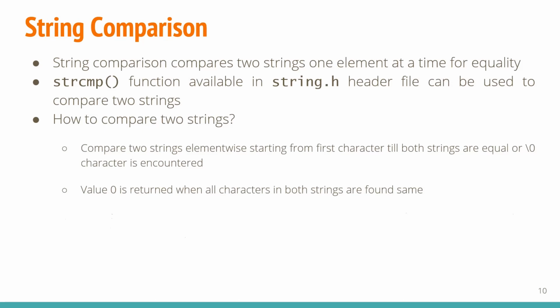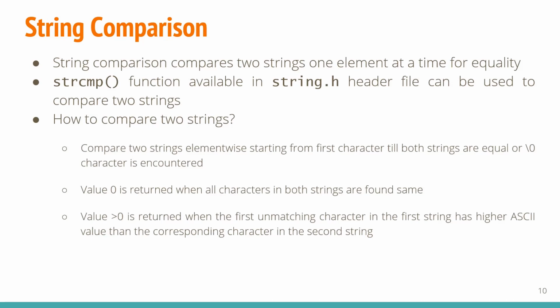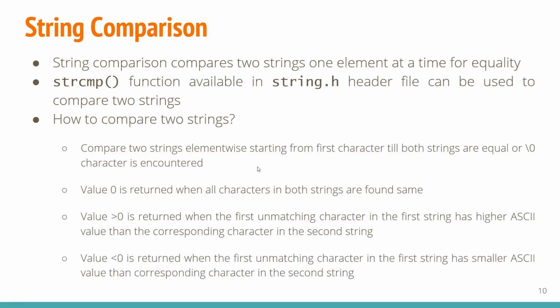Then we must return a value of 0 when all characters in both strings are found to be the same. Now what if the two strings are not the same? In that case we need to return a value which is positive, greater than 0, when the first unmatching character in the first string has a higher ASCII value than the corresponding character in the second string. What do we mean by this? I will explain this in a further slide as an animation so that it becomes easier to understand. We also have one more possible return value, a value less than 0. It is returned when the first unmatching character in the first string has a smaller ASCII value than the corresponding character in the second string.